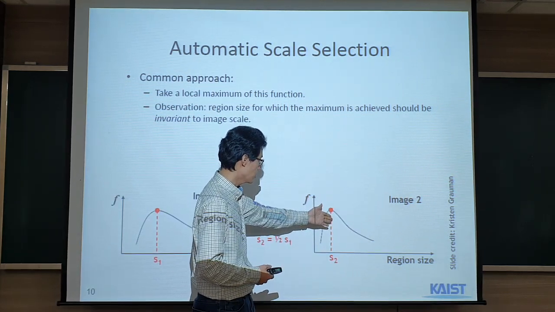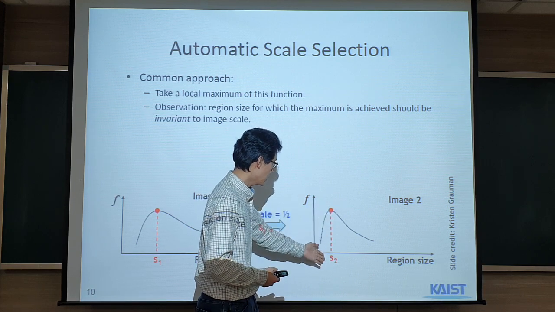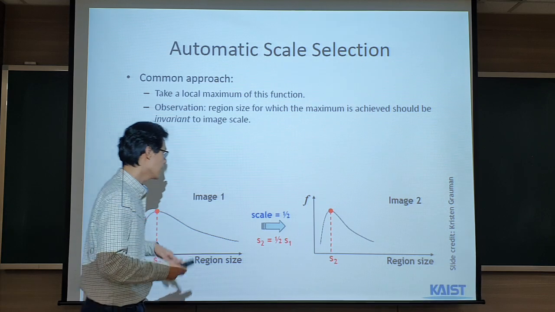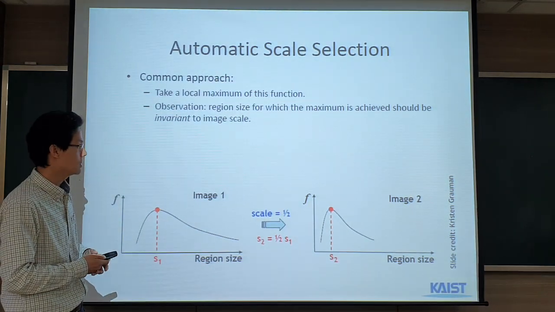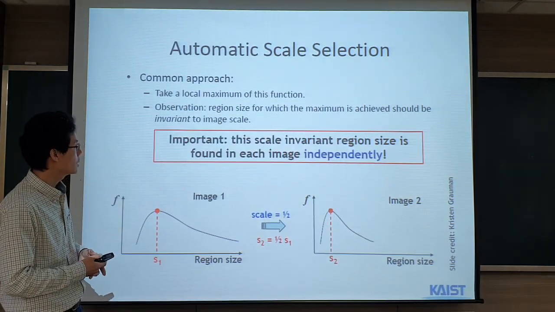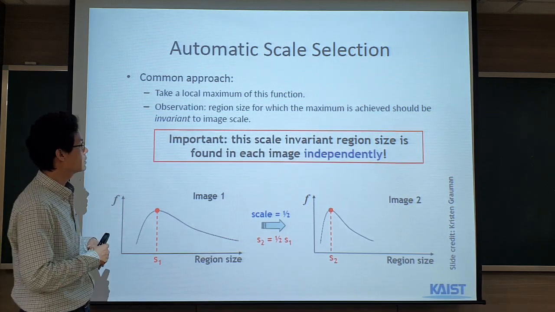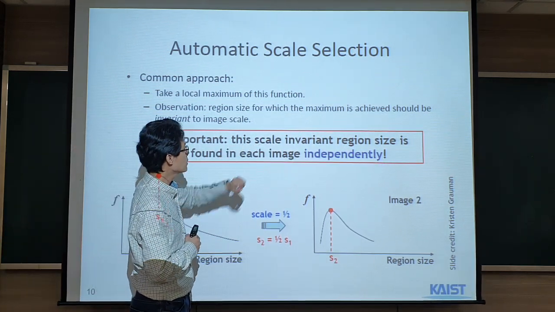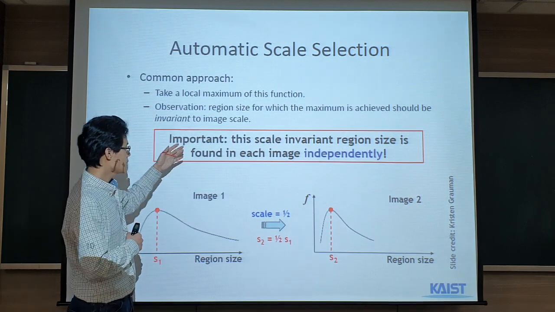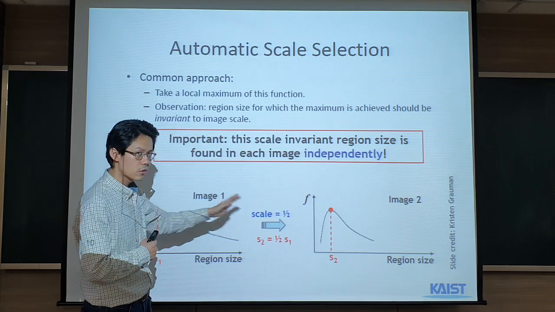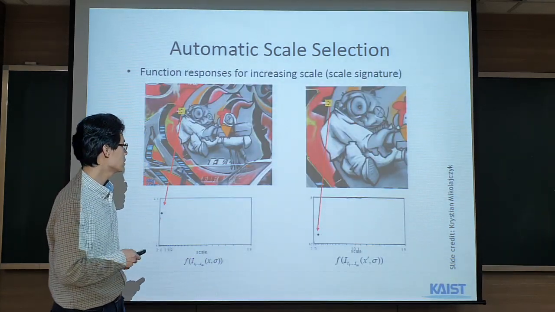Basically, this is from different imaging. We might pick a different region size and then find the maximum peak. That's actually our main idea. Let's see how this works. In the end, it turned out we can achieve a scale-invariant region size. Actually, it can be found independently across different images. Let me show the example here.